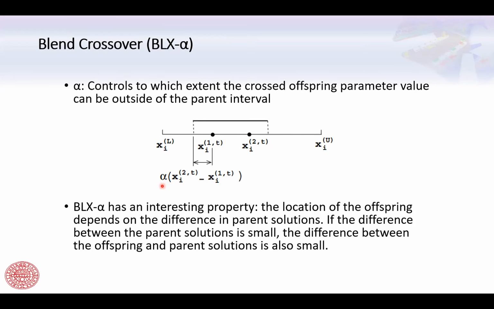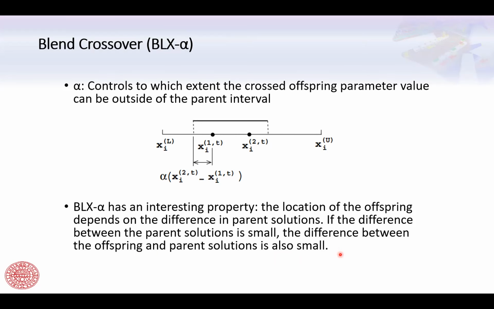Okay. And then the alpha will control, so read here, the BLX alpha has an interesting property. The location of the offspring depends on the difference in the parent solutions, because it is x2 minus x1, one parent value minus the other parent value. And if the difference between the parent solutions is small, then the difference between the offspring and the parent solutions is also small.